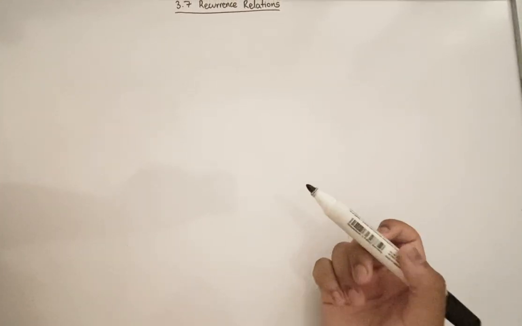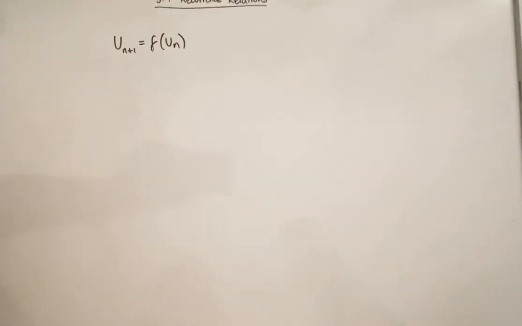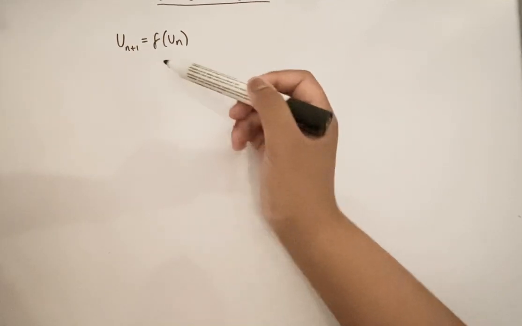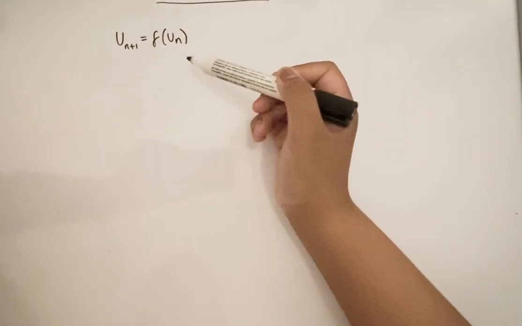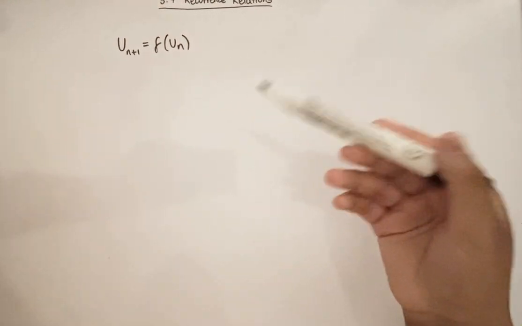Lesson 7, Recurrence Relations. If you know how to get from one term in a sequence to the next, you can write a recurrence relation. The recurrence relation u_{n+1}, so the (n+1)th term, is equal to a function of u_n, defines each term of a sequence as a function of the previous term.